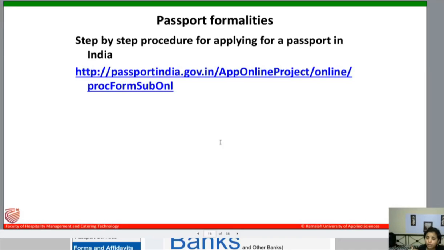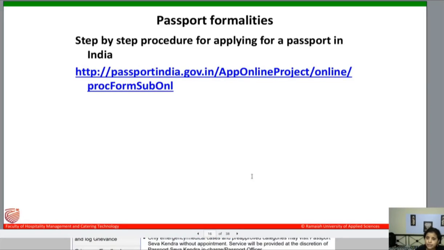You need to check what is the nearest passport office, Seva Kendra, which is called as Passport Seva Kendra, and take the appointment. And after taking the appointment, you need to take the printout of the application receipt.